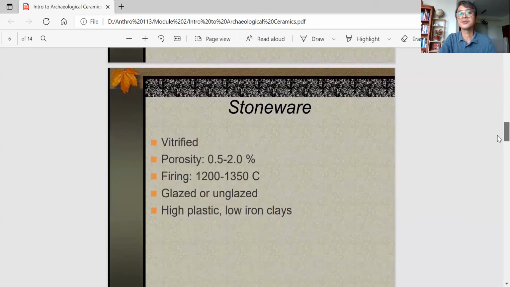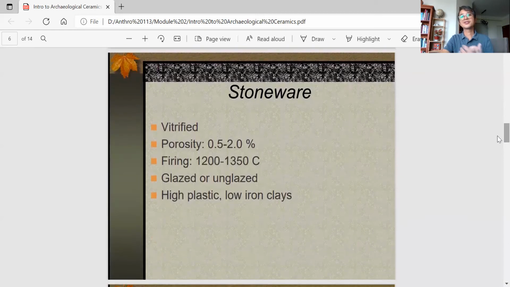Okay, going now to stoneware. Stoneware is more vitrified than earthenware. Actually, porcelain and stoneware is almost the same in the degree of vitrification of the materials that were made into these vessels. And the porosity is less.